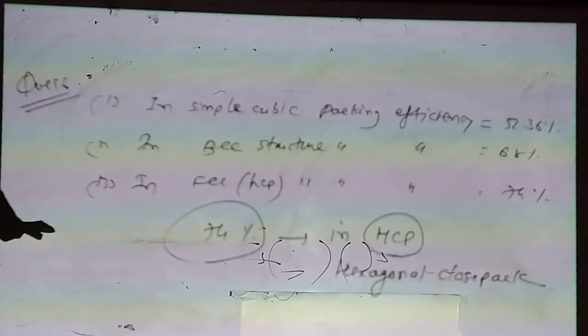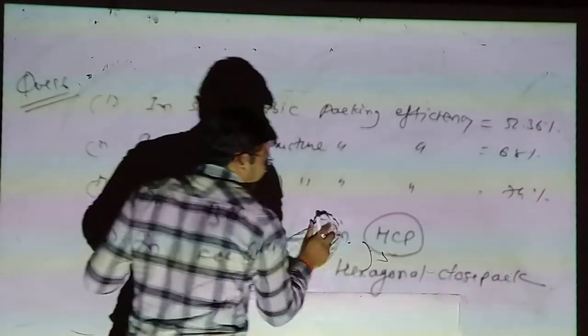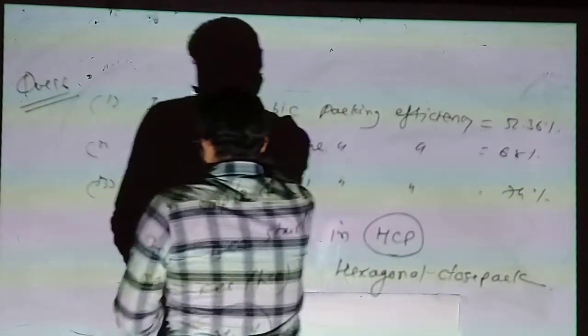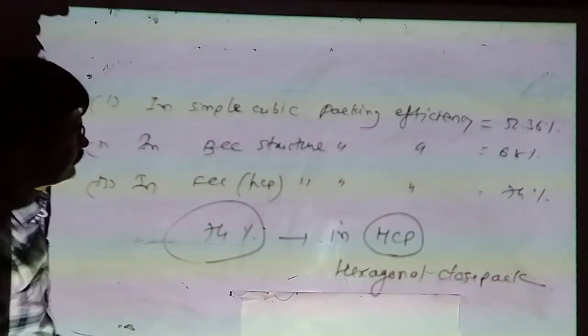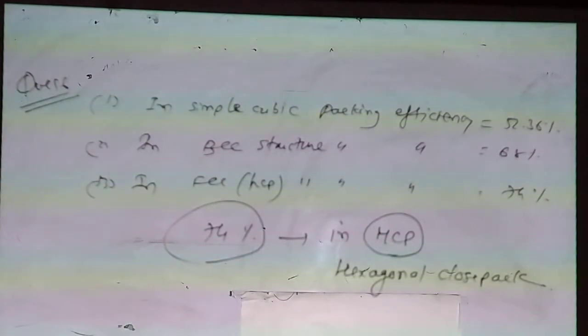Now here in question number 16, packing efficiency is asked. In which type of lattice is packing efficiency the highest? In simple cubic, packing efficiency is 52.36%, in BCC 68%, in FCC otherwise HCP both cases are 74%. So in hexagonal close packing it is the highest, 74%.